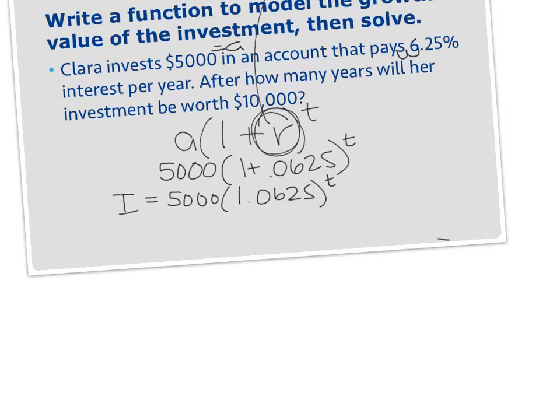It will either say, tell me what the investment is after 10 years. And for that, I would say that the T is 10, and I would plug it in. 5,000 times 1.0625 to the 10th power. So if you want to get out your calculators.